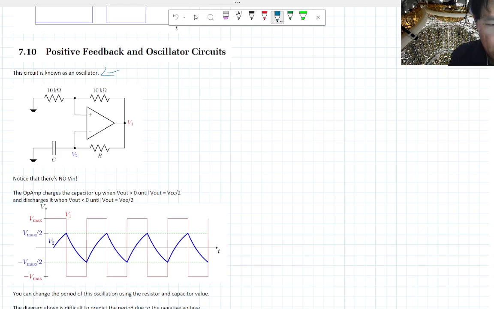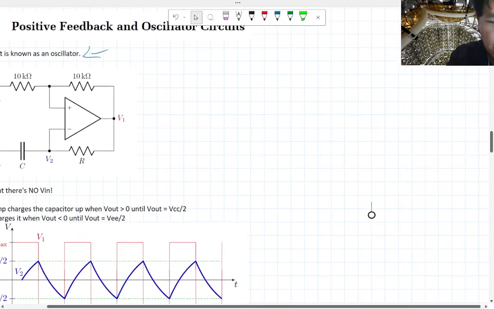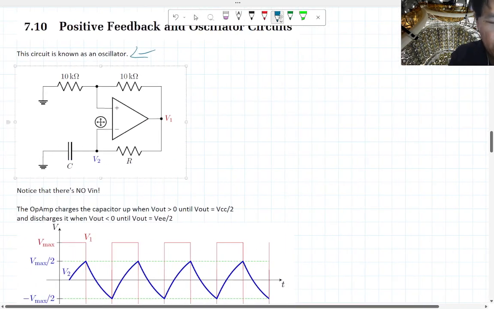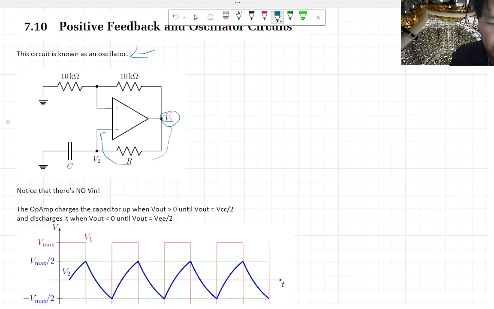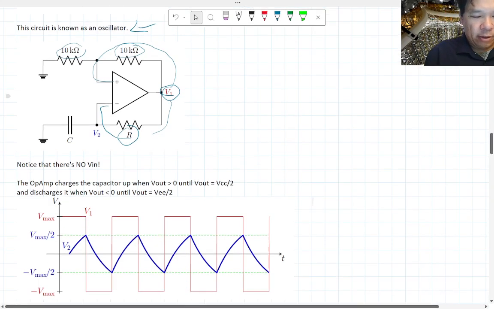Okay, so let's connect this op amp up like this. It's a little odd. So you have a capacitor here, and then you're connecting the output to both your inverting input through this resistor R, and to the non-inverting input through this voltage divider here. Okay, they're both 10K, so it's a 1/2 voltage divider. So why 1/2? Okay, so this will create something kind of interesting.